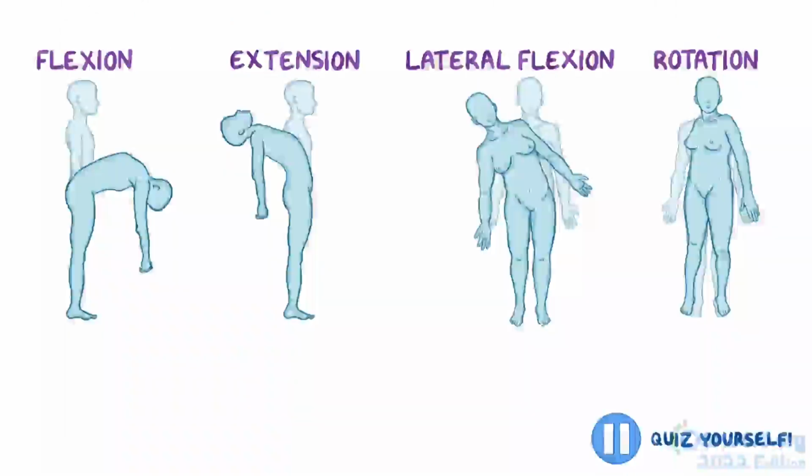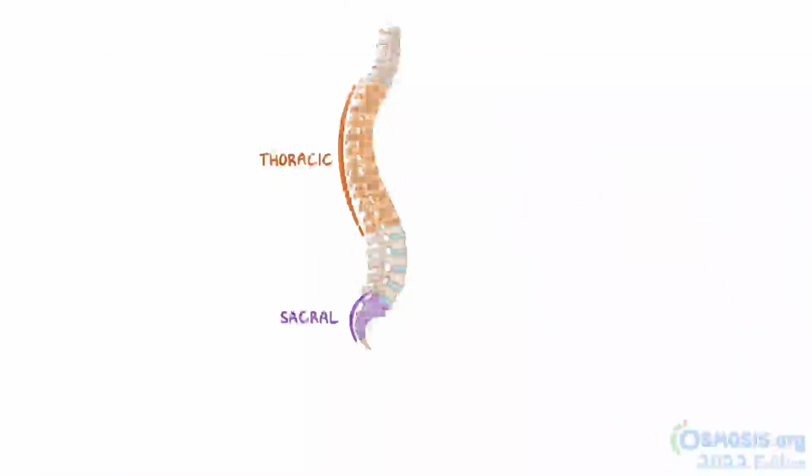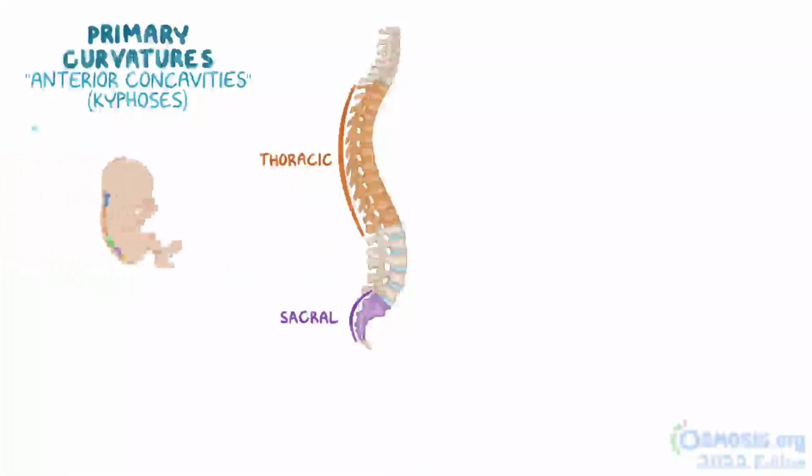Finally, the joints of the vertebral column also give it its overall shape. Looking at it from a lateral view, we can see how the spine curves differently in different regions. The thoracic and sacral regions curve to form anterior concavities, known as kyphoses, plural for kyphosis. The thoracic and sacral curvatures are known as primary curvatures, meaning that they are retained from the original fetal curvature.